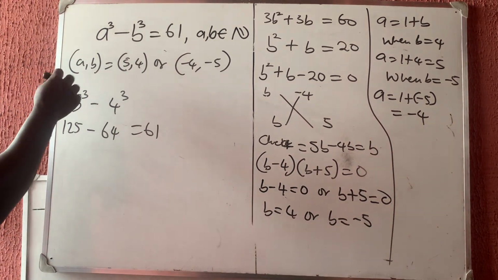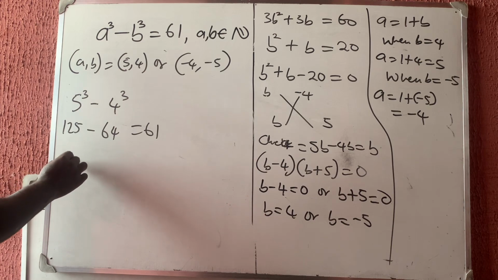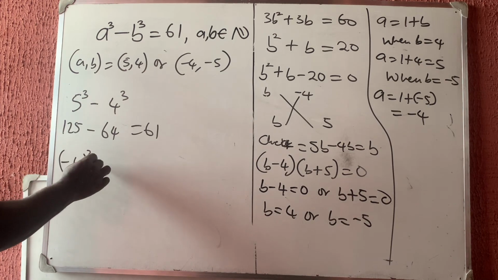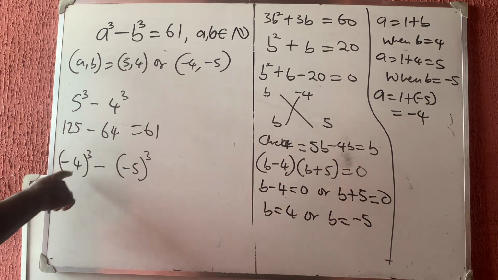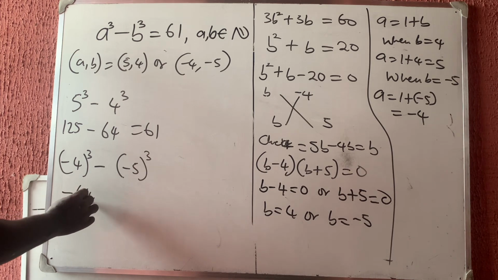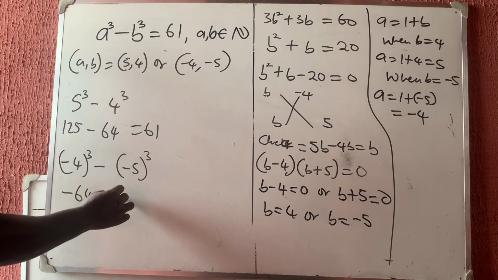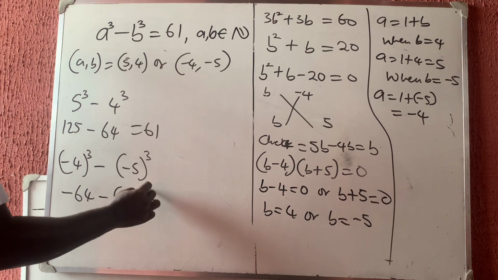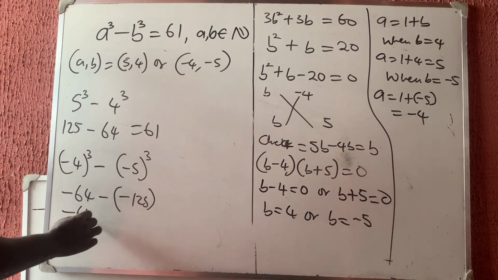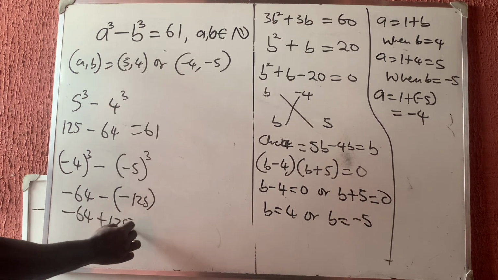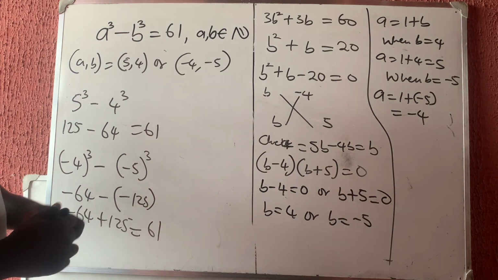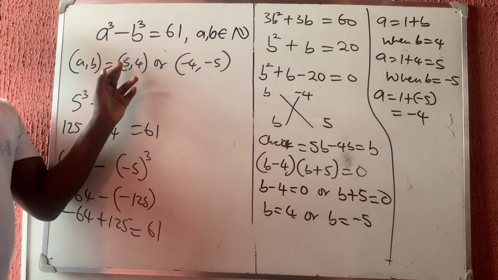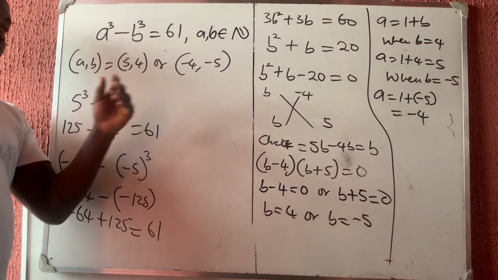Let us check the other one as well. I'm having minus 4 all raised to power 3 minus minus 5 raised to power 3. Let's see what it's going to give us. This is going to give us minus 64 minus minus 125, which is minus 64 plus 125, giving me 61. So that is that. It's very, very correct. So the answer is either 5, 4 or minus 4, minus 5.